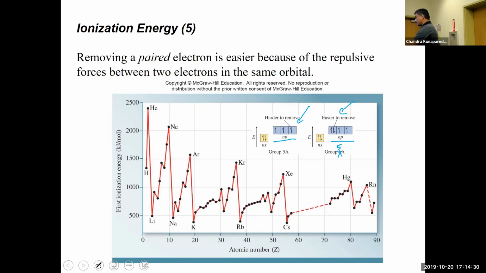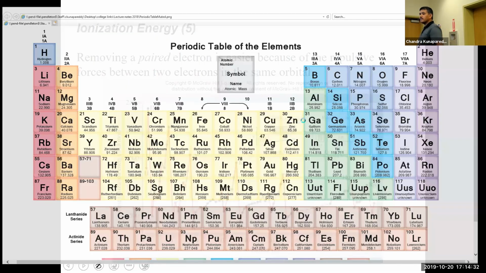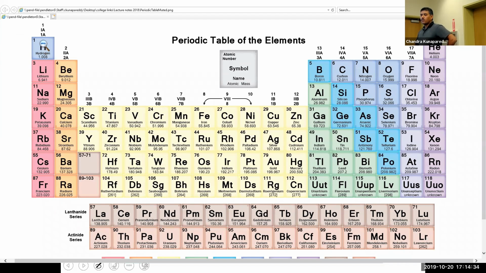I'm just curious. Group 5A. Let's find it. So group 1, okay, shell 1, shell 2, shell 3, shell 4, shell 5, the group 5A.